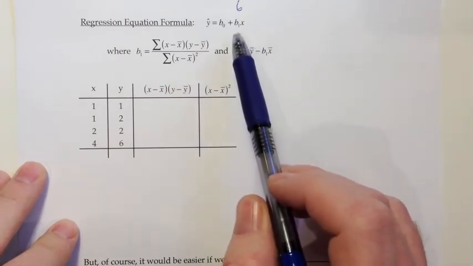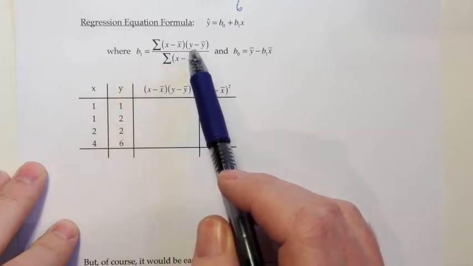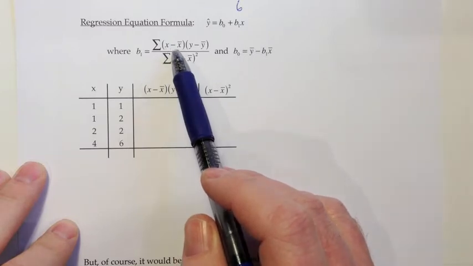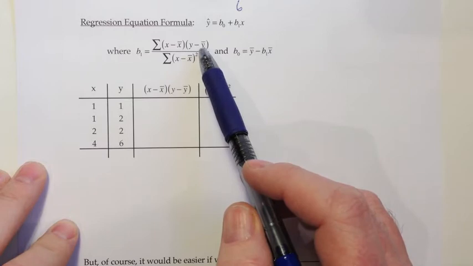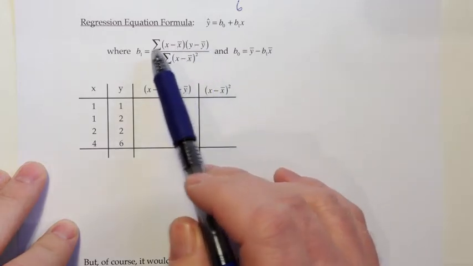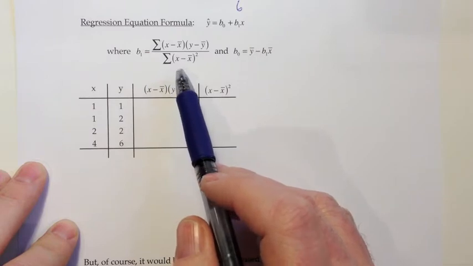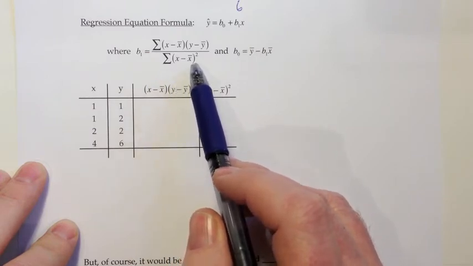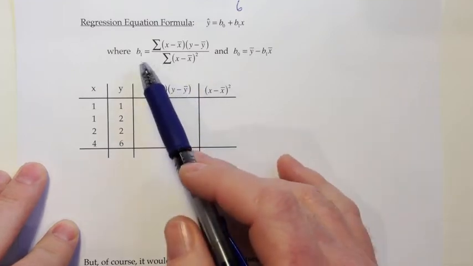The slope would be b1, and the way you get your b1 is to take the sum of the product of the deviations. So you take your x deviation, x minus x bar, and multiply that with the y deviation, y minus y bar. You do that for every ordered pair, and then add all those up. On your denominator, you do squared deviations of x, so x minus x bar squared, added up for all the different ordered pairs, and that gives you your slope.